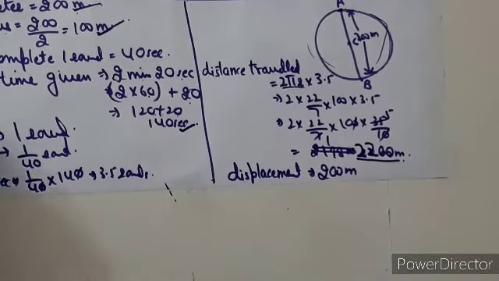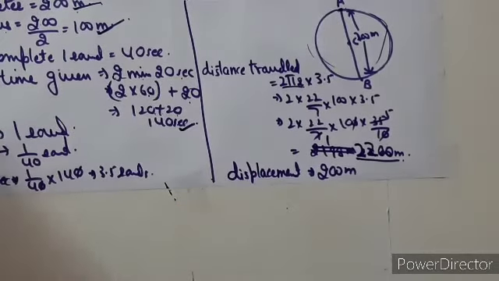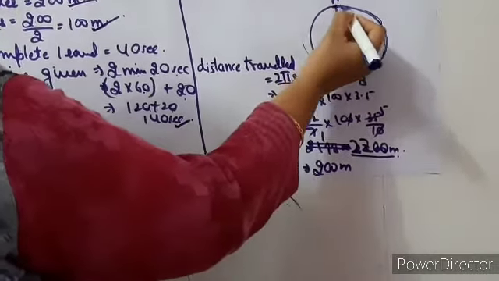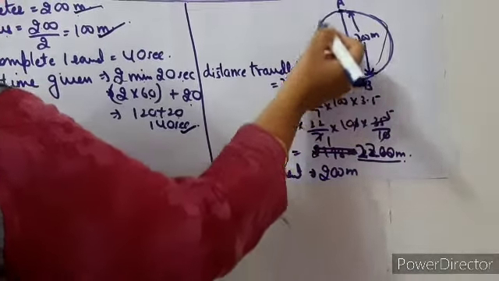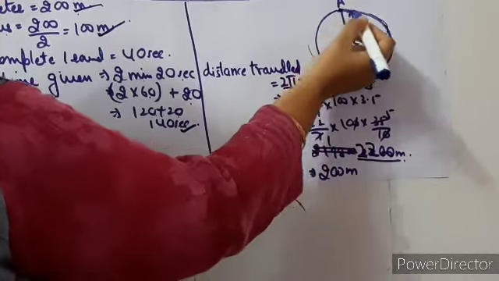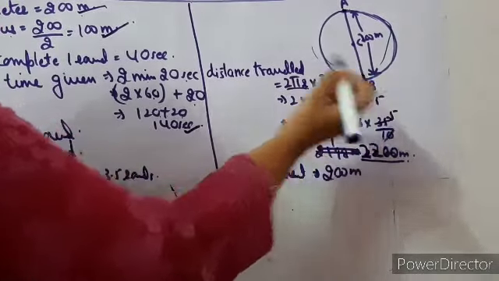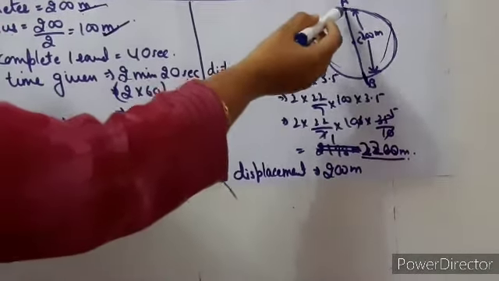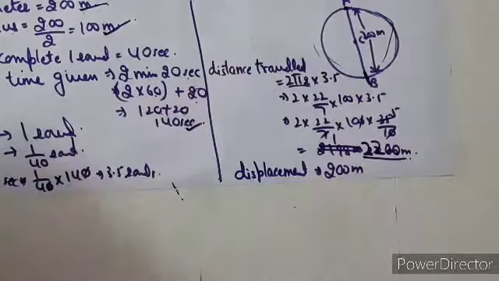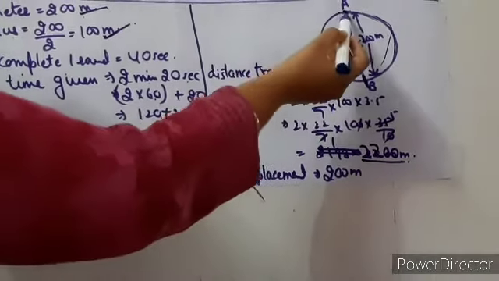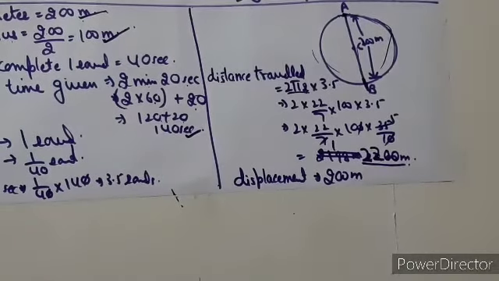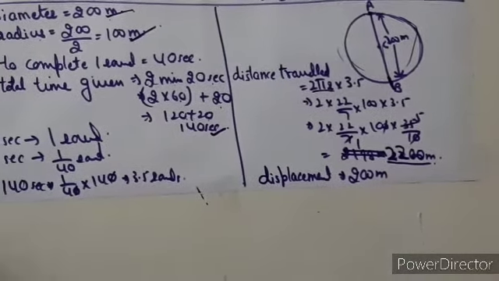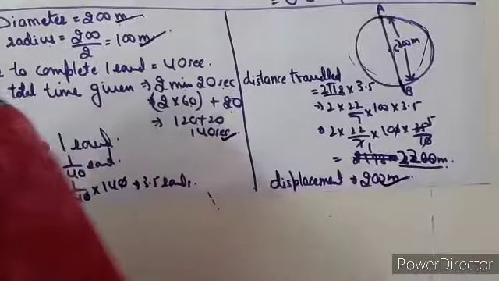Okay. Now you have to find the displacement. The athlete starts from here. This will be one round, reaching back to A. Then 2 rounds, then 3 rounds. 3.5 will be covered here. And if you look at this line, this is a kind of diameter. And this is going to be the shortest distance from point A to B as well. Therefore, we can say the displacement will be equal to the diameter, that is 200 meter.